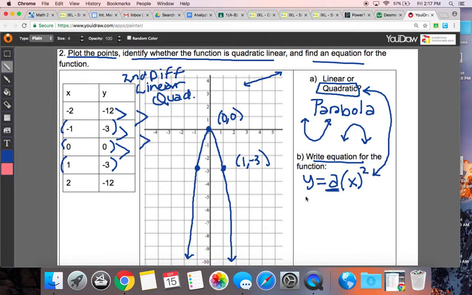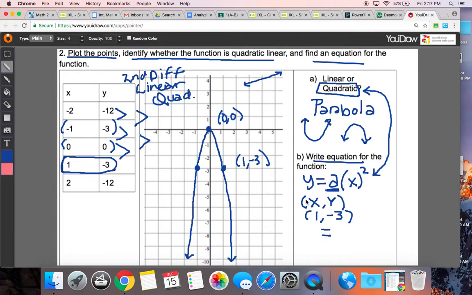To do that, I pick any x, y point I want. Doesn't really matter which one. And I'm going to pick 1, comma, negative 3. So that's the point I picked, 1, comma, negative 3.